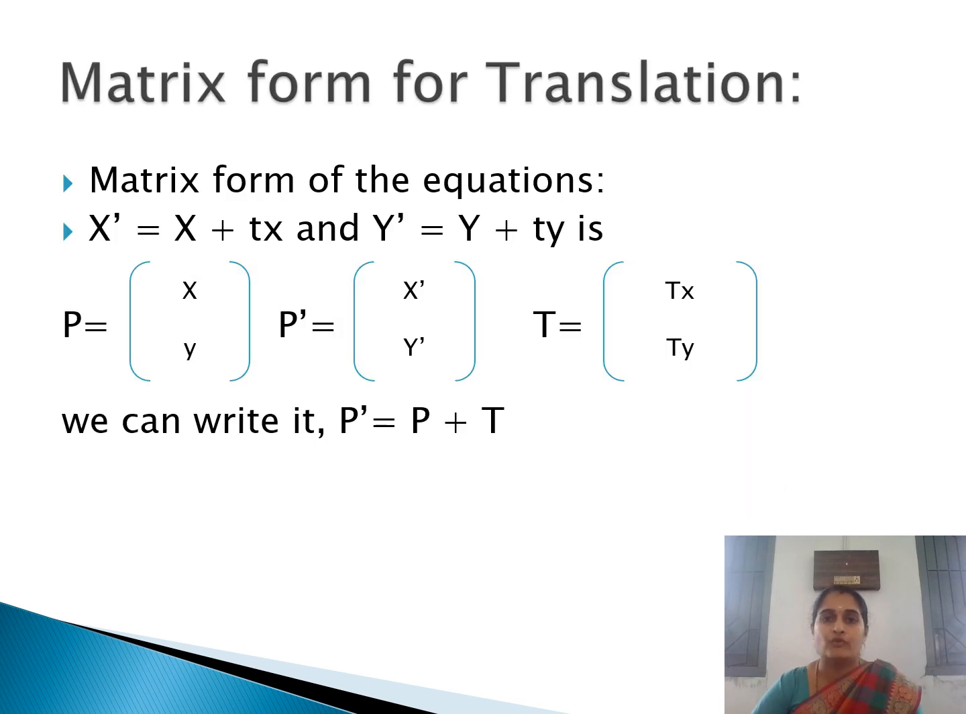This is the matrix form for translation. Matrix form of the equations for x dash and y dash: x dash is equal to x plus tx and y dash is equal to y plus ty. That is represented in the matrix form as the original position P is equal to x and y, the new position P dash is equal to x dash, y dash, and the translation vector T is equal to tx, ty. So we can write this matrix form as a new equation as P dash is equal to P plus T. P dash represents the new position, P represents the original position, and T is the translation vector.